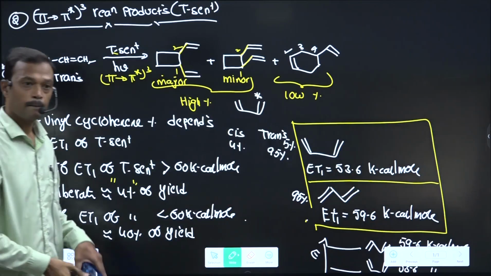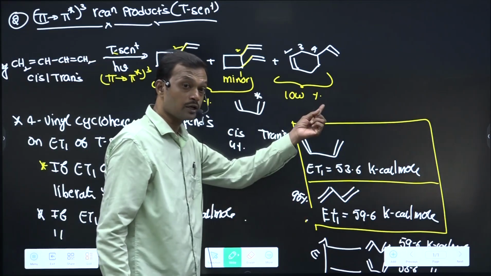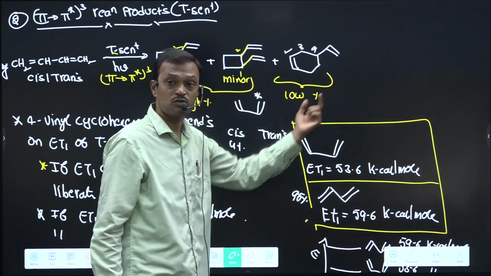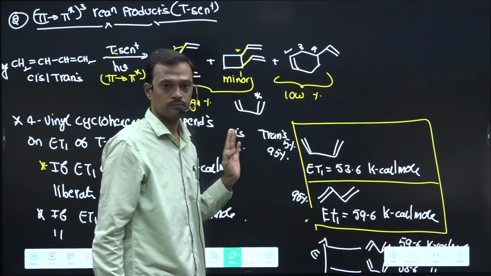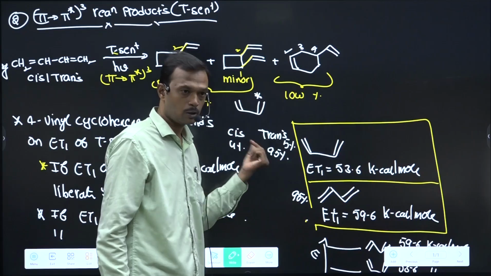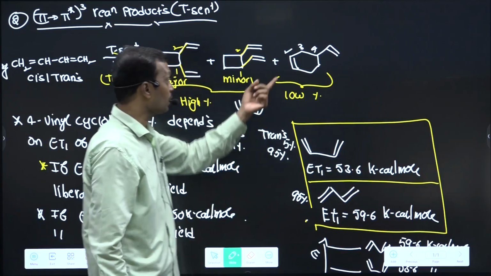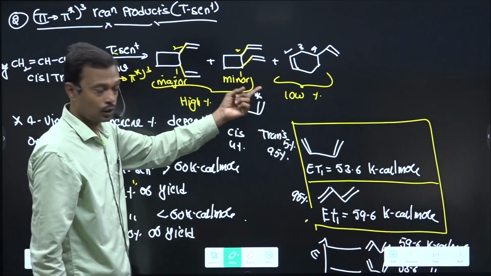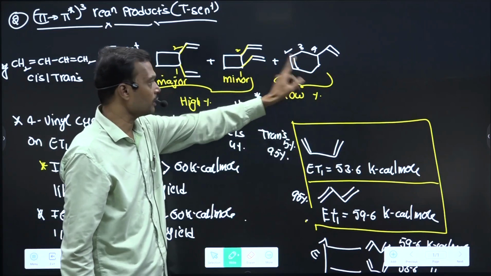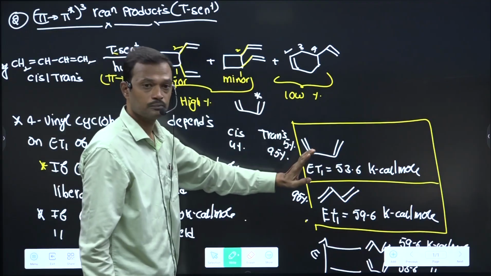So finally, when trans is activated, combined with which partner? Trans. When cis is activated, combined with which partner? Trans only. That is called the population effect. This is your upcoming topic, so that I can confirm how these products are measured. If you know this reason, I can explain this mechanism clearly: why this is minor, why this is major, based on this reason only.